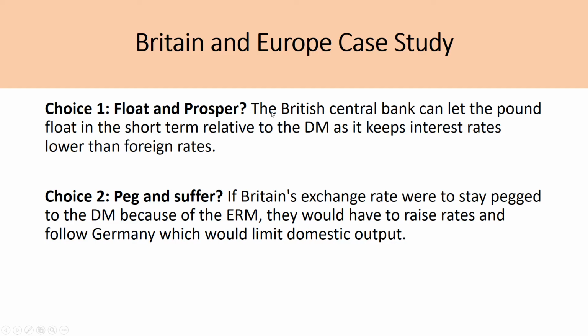And so the British central bank would let the pound float in the short term relative to the DM as it keeps interest rates lower than foreign rates. So either they raise rates in order to keep the peg stable and to keep it actually real, or they let the exchange rate float and don't follow the interest rates, okay?